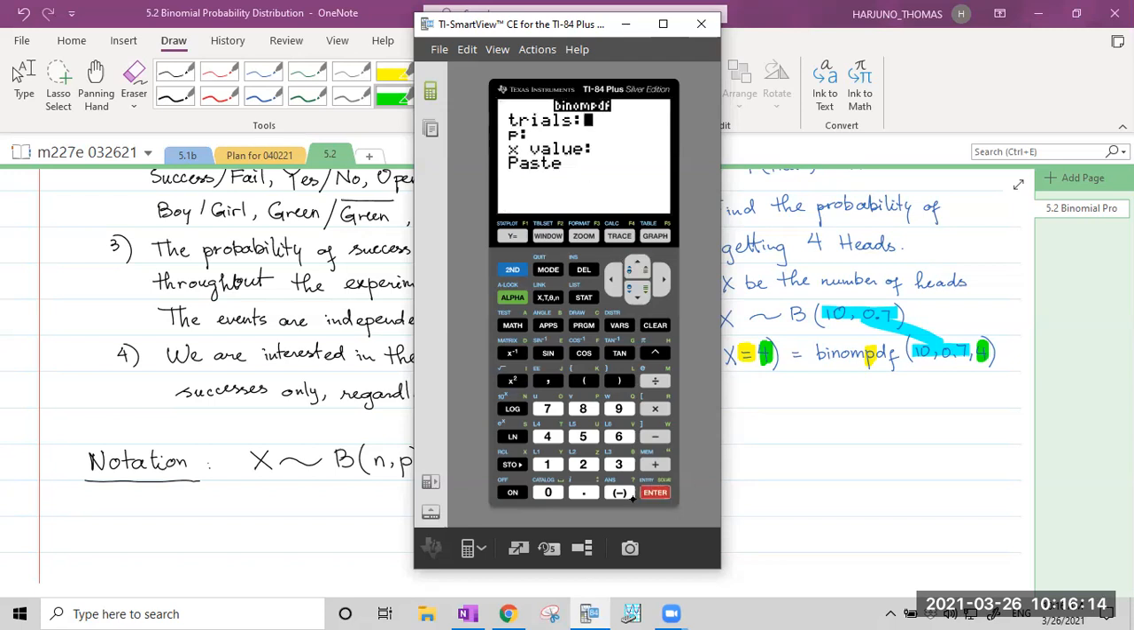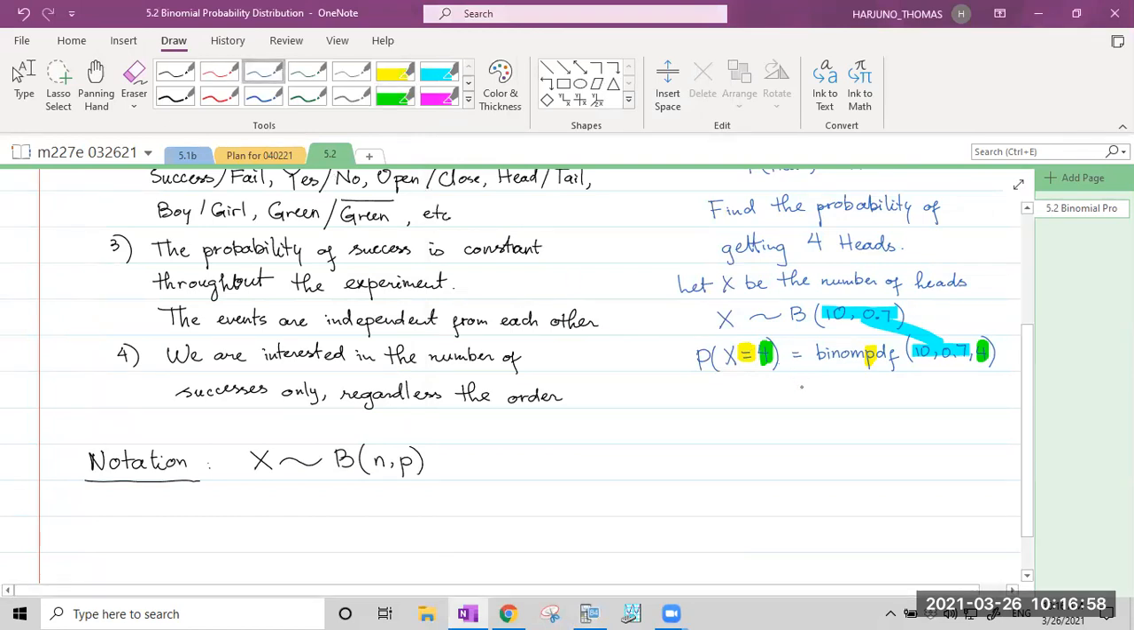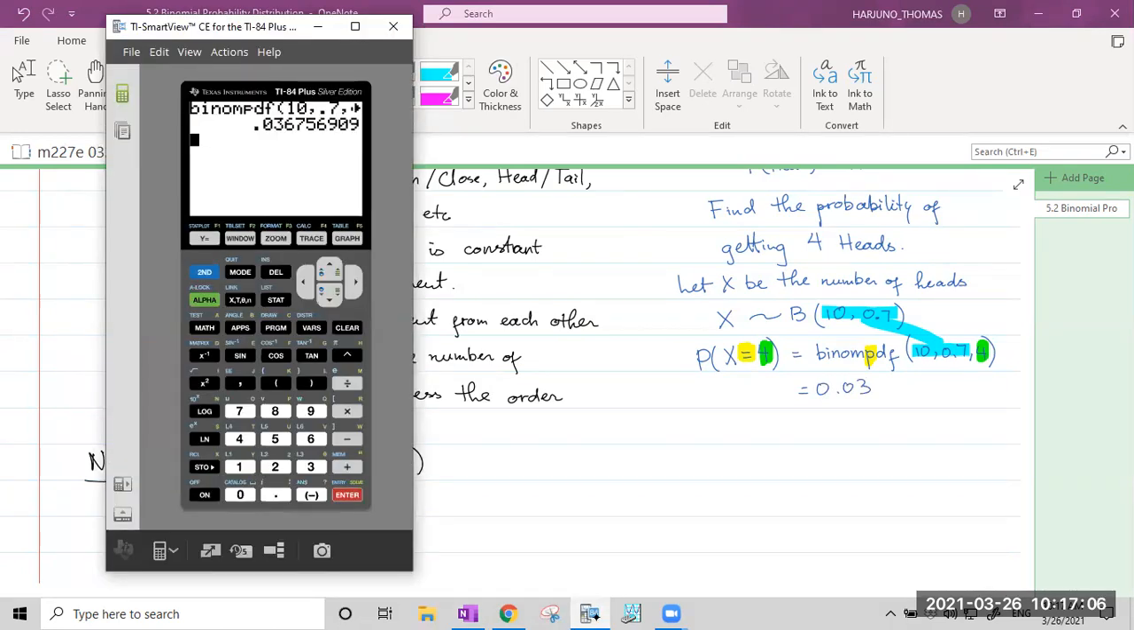Enter. Now the TI-84 usually guides you. What is the number of trials? In this case, 10. What is the probability of each success? 0.7. How many successes do you need? 4. And paste. Now, the notation I showed you in writing earlier is basically this notation that you need to write: Binomial Pdf, the first number is 10, the second number 0.7, and the last number is 4. Then you press enter. That will give you the probability to have 4 successes, 4 heads in that situation. So this will be 0.036756, so 676.